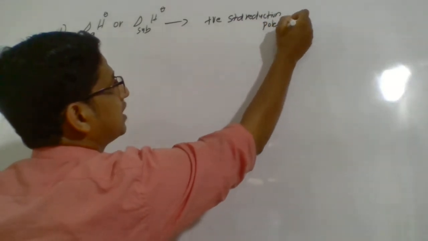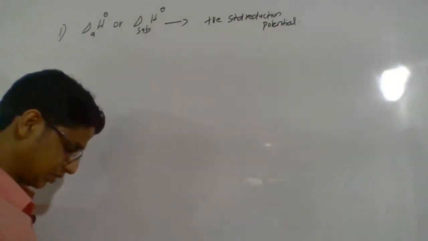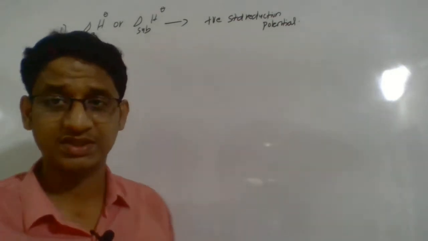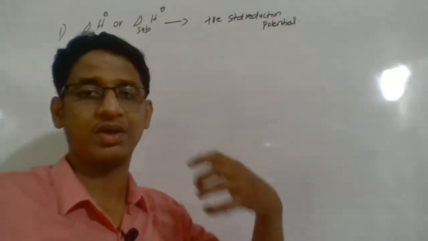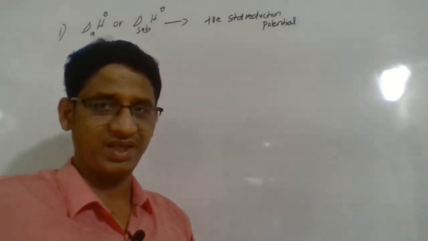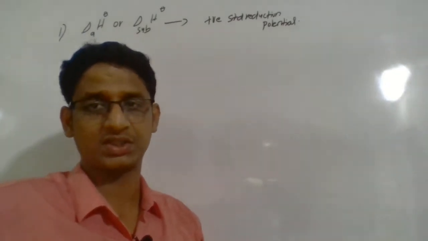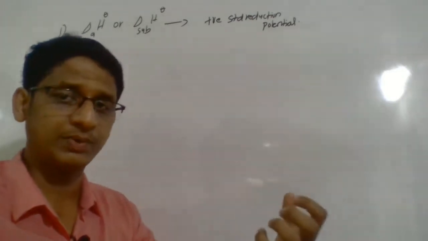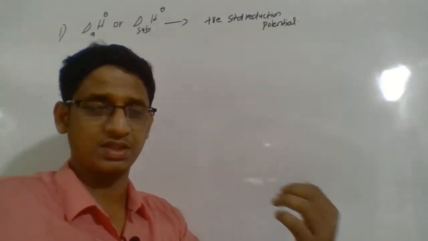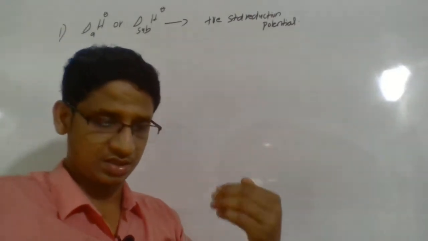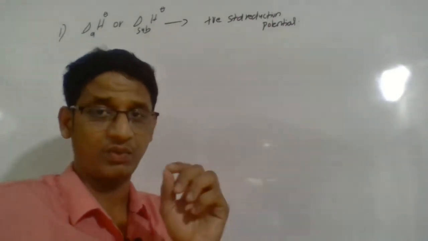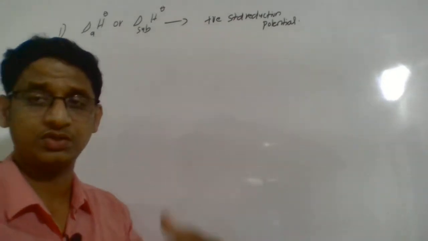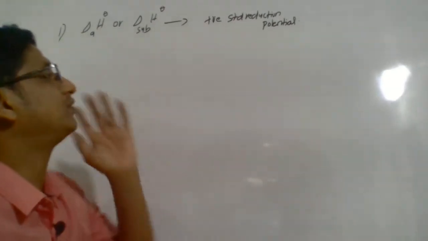Remember, standard reduction potential value can be positive, it can be negative, it can be zero as well. The more positive, the more the tendency to undergo reduction. The more negative, the more the tendency to undergo oxidation. A negative value suggests that they have a tendency to undergo oxidation. So that's the way you can remember.